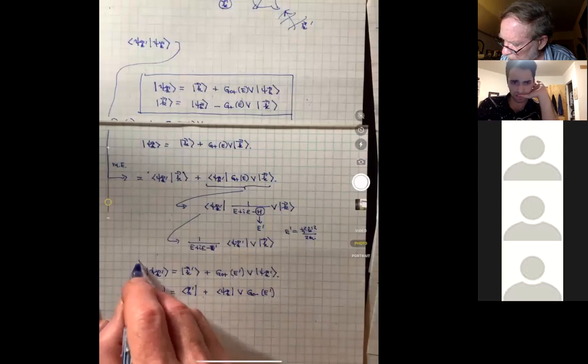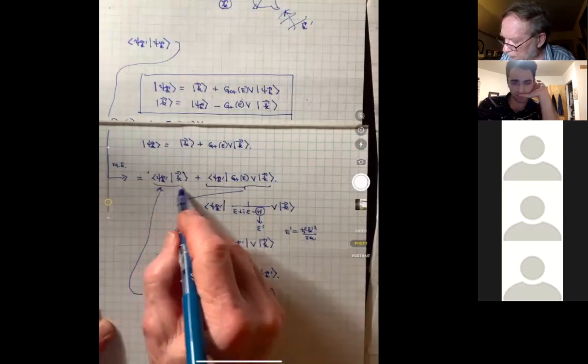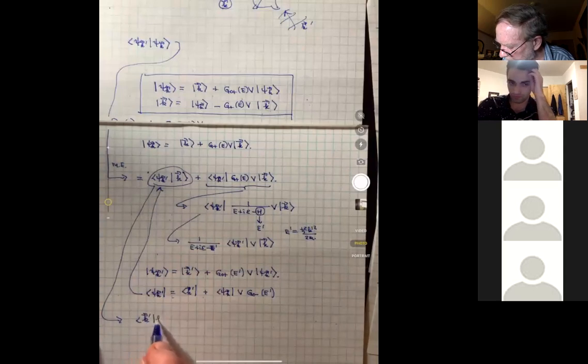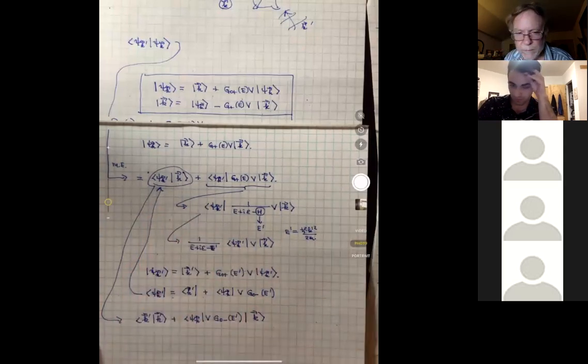So now I want to take this psi K prime and plug into there. And when I do, what does this term become? It becomes scalar product of K prime with K. And then we have this term here. It's going to be plus psi K V G0 minus of energy E prime applied to K. That's the state there. All right.